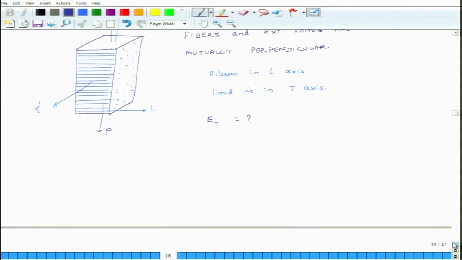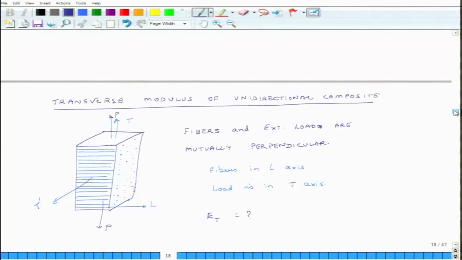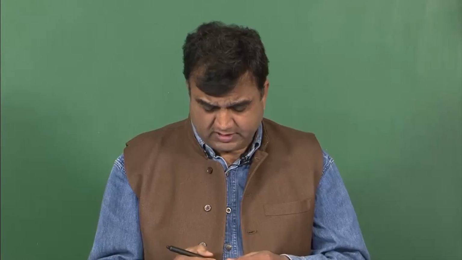Now, in the case of the longitudinal modulus, we assumed that the strain in the fiber, the strain in the matrix, and the strain in the composite are the same. In this case we cannot make that assumption, because you can visualize that as I apply this load, there are layers of matrix and fibers. So, you may have a thin layer of matrix, then a thin layer of fiber, a thin layer of matrix, a thin layer of fiber. One simplified view could be like that.